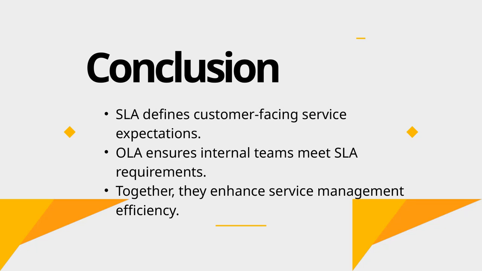Now, let's wrap up with the key takeaways from this presentation. First, SLA, or service level agreements, are essential because they clearly define what the customer can expect from the service. They set the foundation for understanding and managing customer expectations effectively. Next, we have OLA, or operational level agreements, which are more internally focused. They make sure that our internal teams are aligned and working together to meet those SLA requirements.